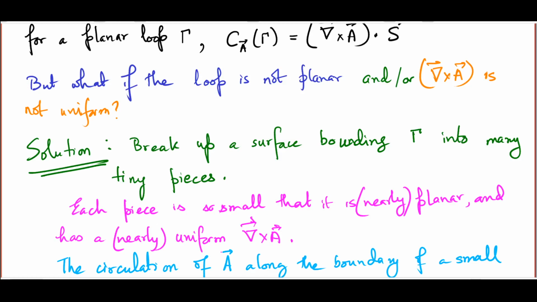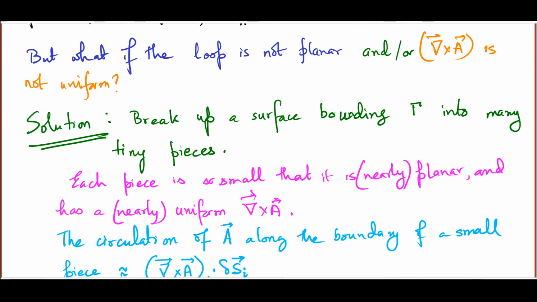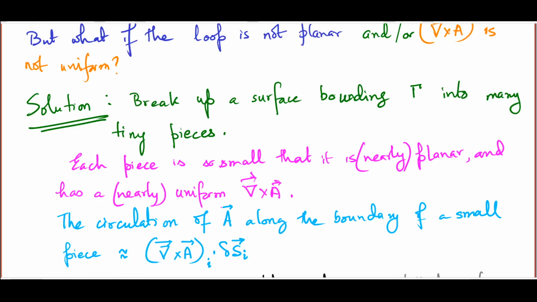So for that small bit, of course, the circulation of A along the boundary will be given, at least approximately, by the dot product of curl of A. In that bit, there is (curl of A)_i, where i stands for the ith bit, dotted with delta S_i, where delta S_i is the normal to this ith bit. Note that because the ith bit is nearly planar, you can define a unique normal vector to it, and therefore can talk of a vector area delta S_i for that particular piece.